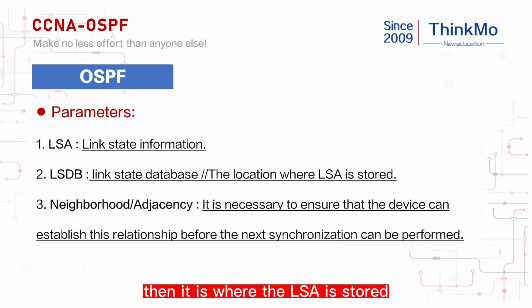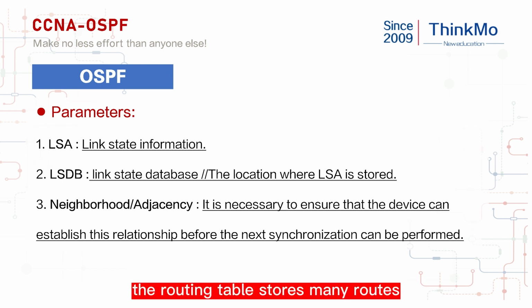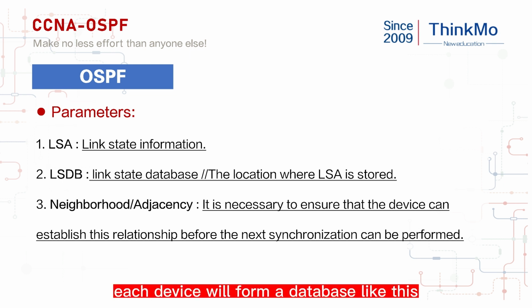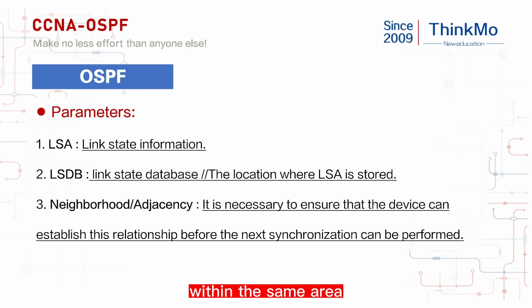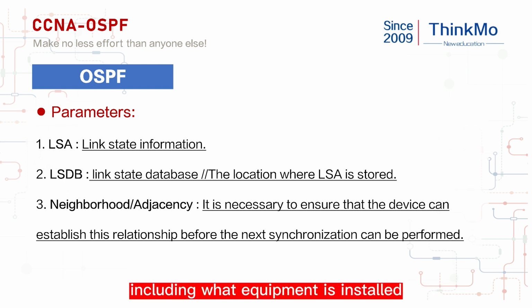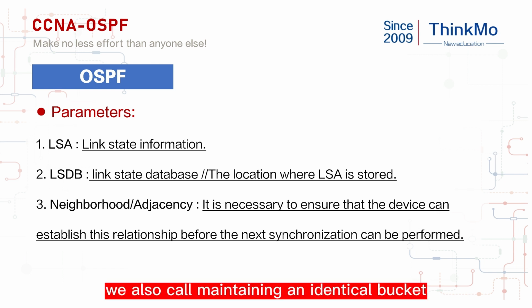Then it is where the LSAs are stored. Just like the routing table where you store your routes. The routing table stores many routes, and a lot of LSAs are stored in the Link State Database. This is a containment relationship. Each device will form a database like this. Within the same area, LSDBs of all devices are consistent. We tend to say it's a bucket, because everyone's buckets contain the same things, including what equipment is installed. The generated information is consistent in the end. We also call this maintaining an identical bucket.